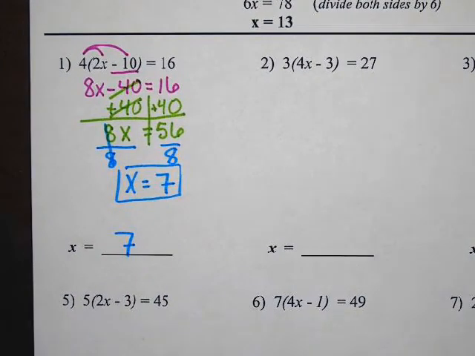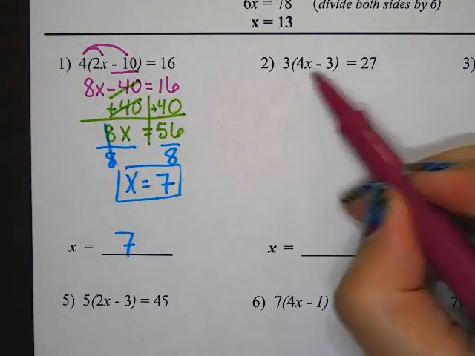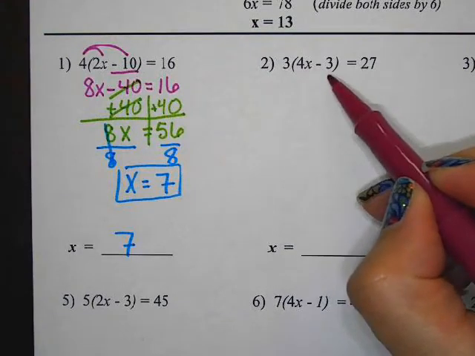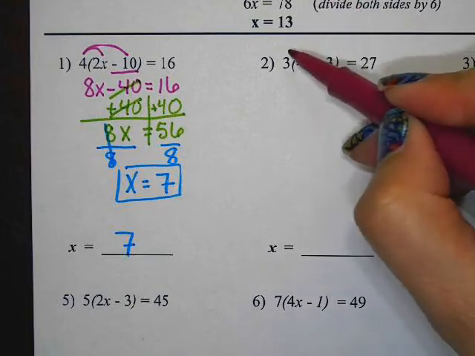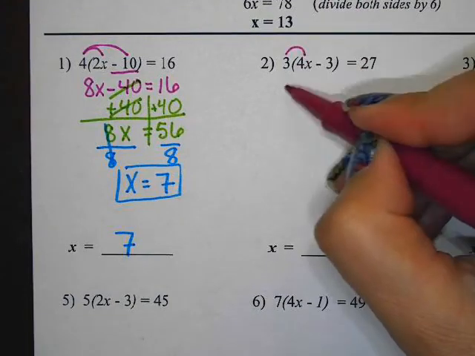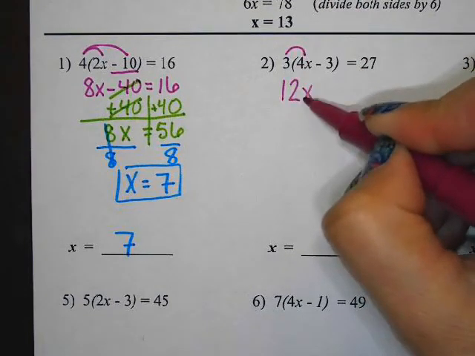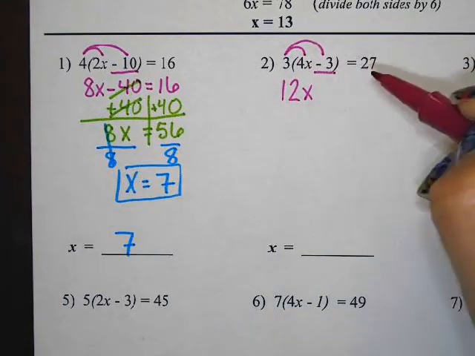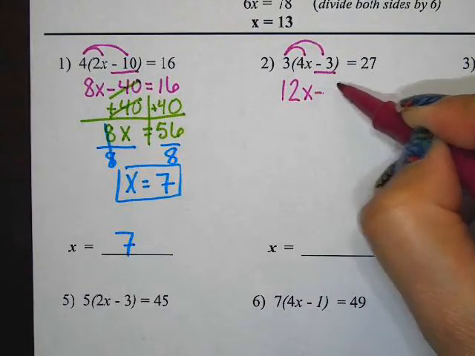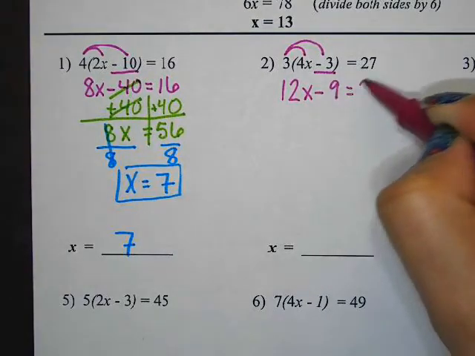On number 2, we're going to do the exact same steps. So the first step is to distribute. Anytime you see a number outside of parentheses with an expression inside of that, to simplify it, we are going to multiply. So 3 times 4x gives us 12x. 3 times negative 3, because again this is a negative, is going to be negative 9, and it's equal to 27.